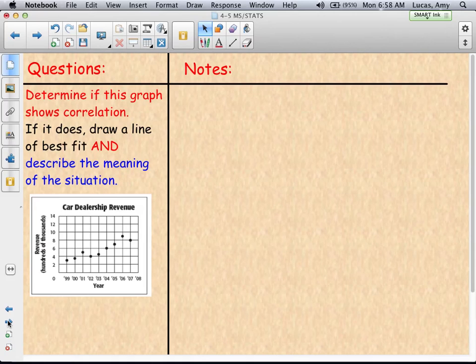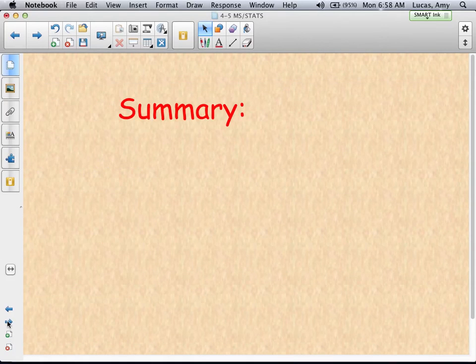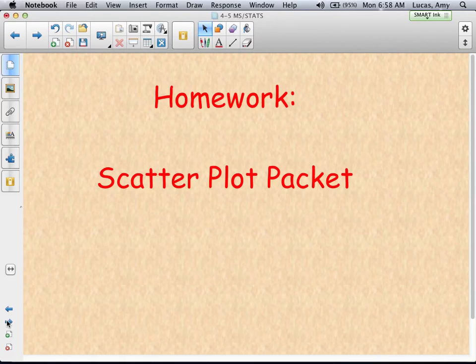Okay, I think we've seen enough of these, so you should be ready to write a summary now. And then we have a Scatterplot packet to work on for your homework.